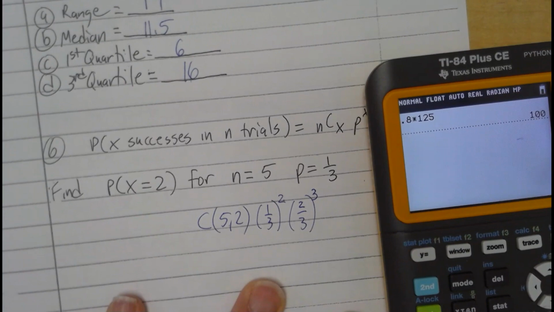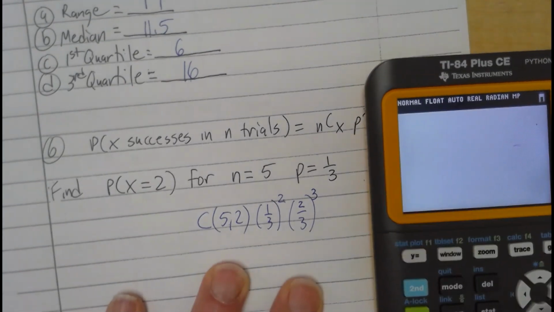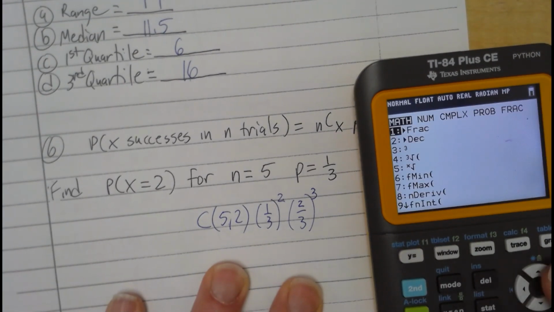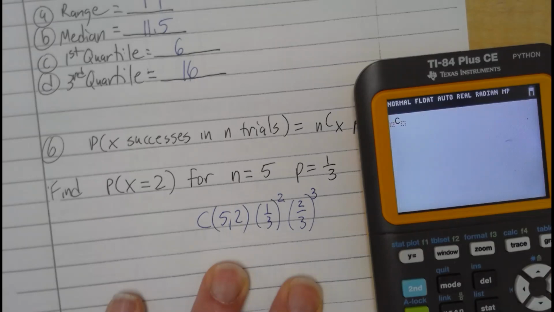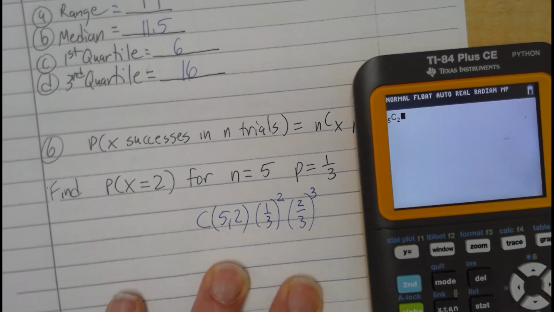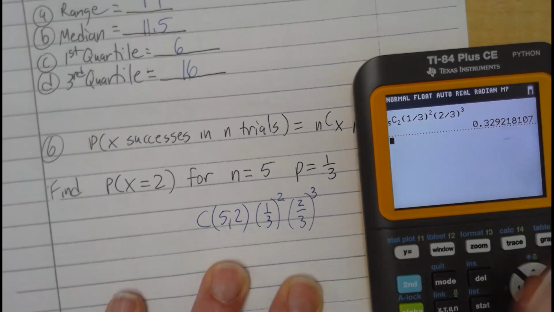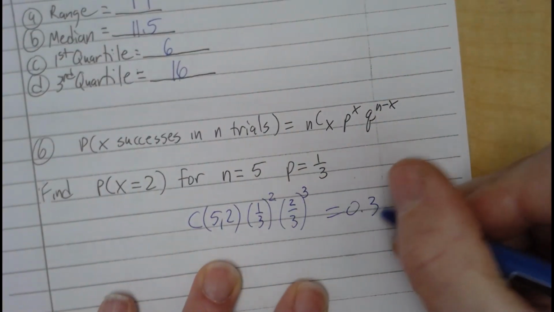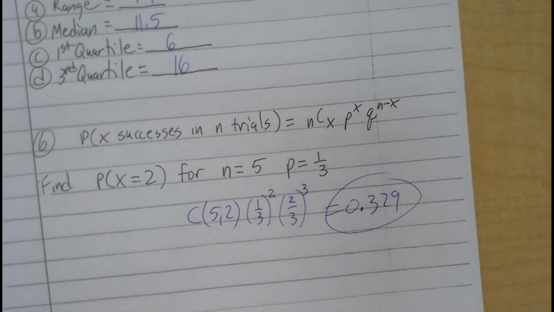So we're going to go to C52. So I go to math, and I go to probability, and I choose the C, and I do 5 and 2. And then I push myself forward, and I do 1 divided by 3, and then I do that to the second power, and then I do parentheses 2 divided by 3, and I do that to the third power, and I get 0.329. And again, I put the 0 there to draw attention to the fact that it's a decimal.